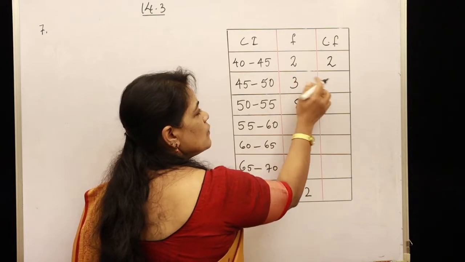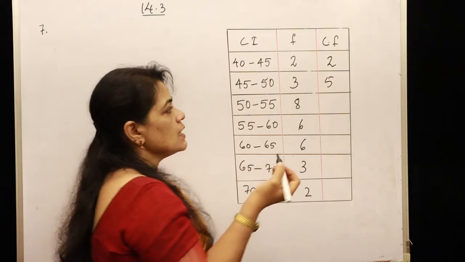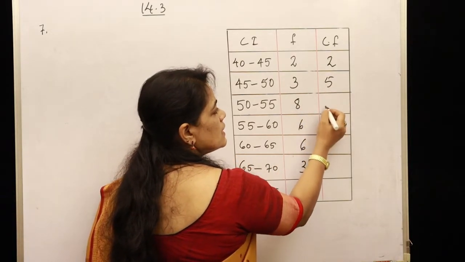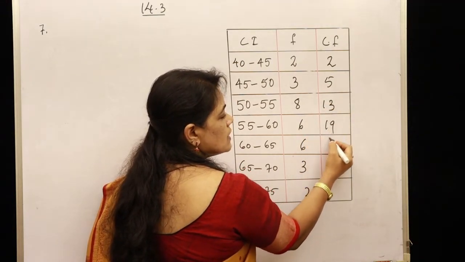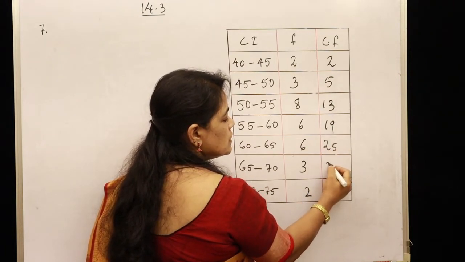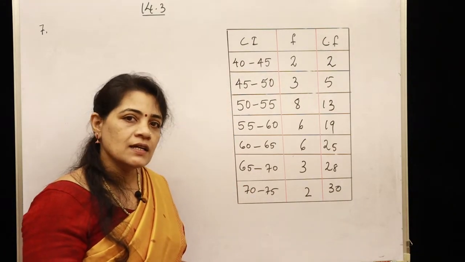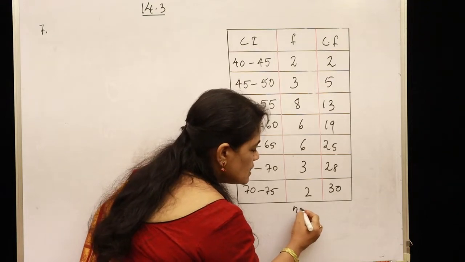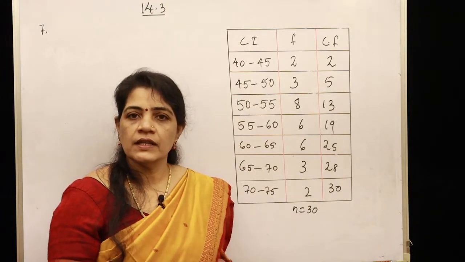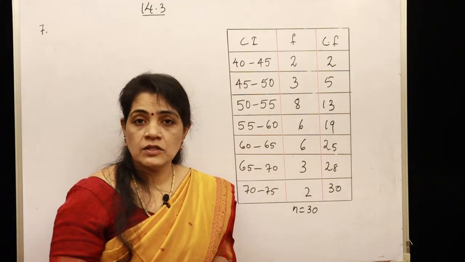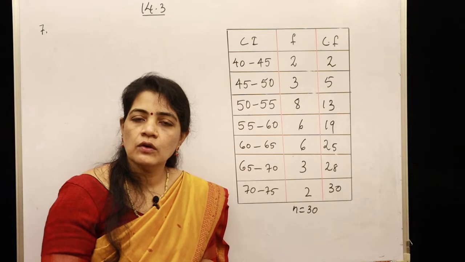Both the frequency and the cumulative frequency of the first class interval will be the same, and the sum will give you the cumulative frequency of the second class interval. If you add 8 to this sum, that is 13, and 6 to the 13, 19, and 6 to the 19, 25. Okay, 28 plus 2, 30 will give you the cumulative frequency of the last class interval, and that is the same as the total number of students in the class, which is represented by n. That is given. We are given the weights of 30 students of a class.